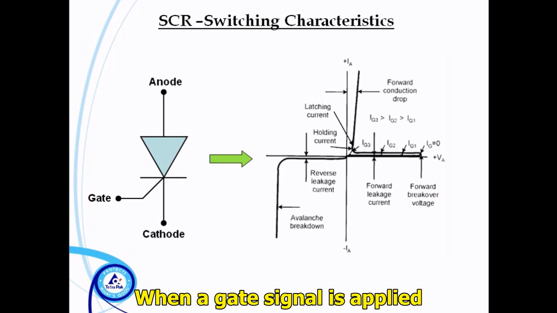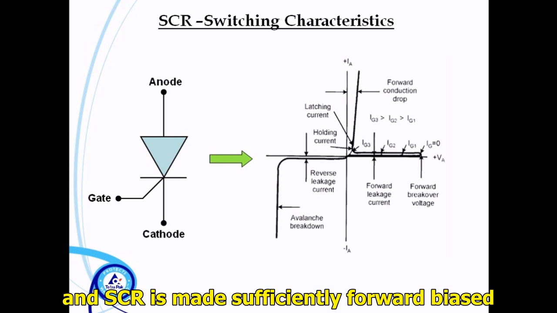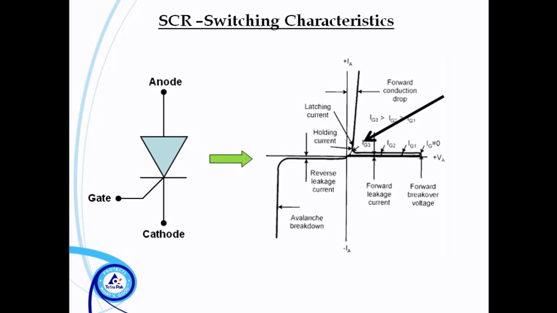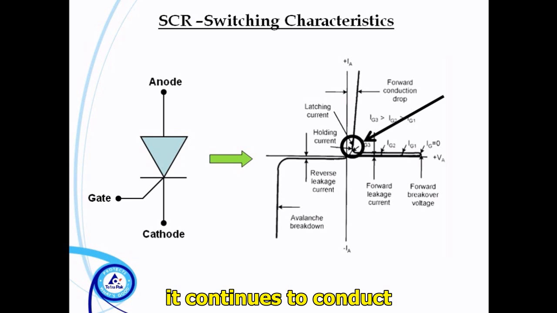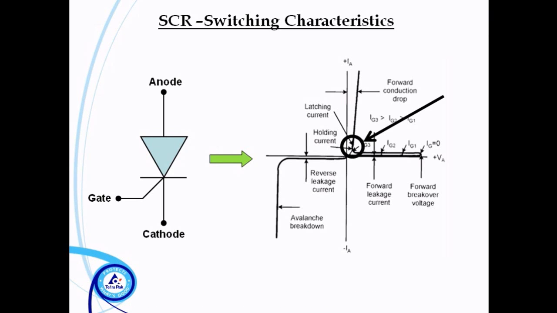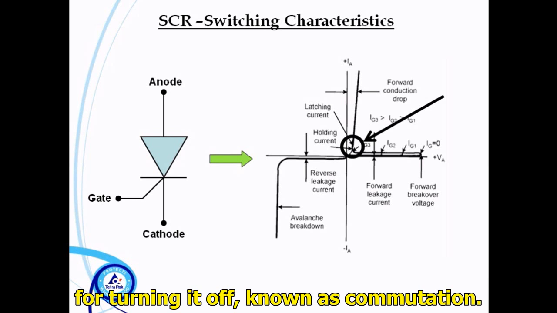When a gate signal is applied, an SCR is made sufficiently forward biased to cross the holding current limit. It starts to conduct. Once in conduction state, it continues to conduct even if the gate signal is removed. Special techniques are employed for turning it off, known as commutation.